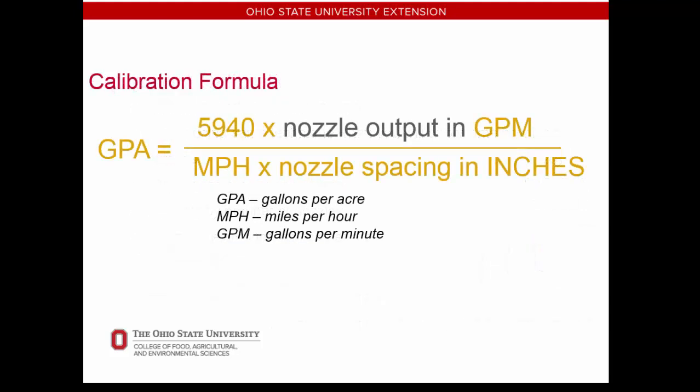Here's an example of a math formula that might be used to calibrate a boom sprayer on an acre basis. You don't need to memorize this formula, but let's look at it. GPA is gallons per acre. That is the calibrated delivery rate this formula determines.